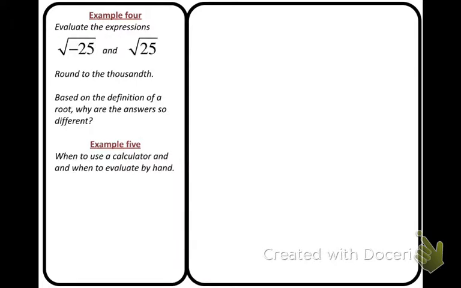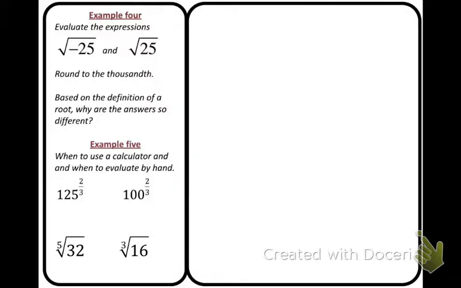Okay, so example 4. Evaluate the expressions square root of negative 25 and square root of 25. Based on the definition of a root, why are the answers so different? If we put this in our calculators, square root of negative 25 is going to give us an error message. And when we put square root of 25 in there, it'll give us 5, right? Because 5 times 5 is 25.